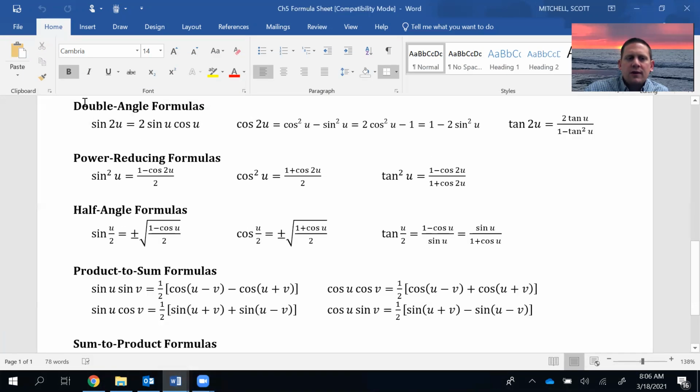In our formula sheet, we have a lot of formulas in this section that we're going to talk about, but here we're focusing on our double angle. So we have the sine of 2u, the cosine of 2u, and the tangent of 2u. There are our double angle formulas. We're going to use this one here: the sine of 2u equals 2 sine u cosine u.